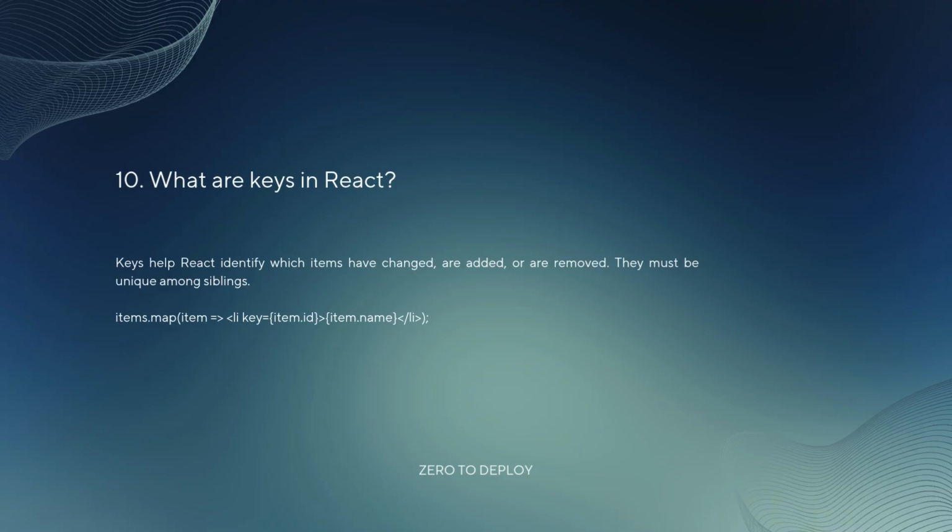What are keys in React? Keys help React identify which items have changed, are added, or removed. They must be unique among the siblings. In the below example, in the map function, we will be passing item.id as a key.